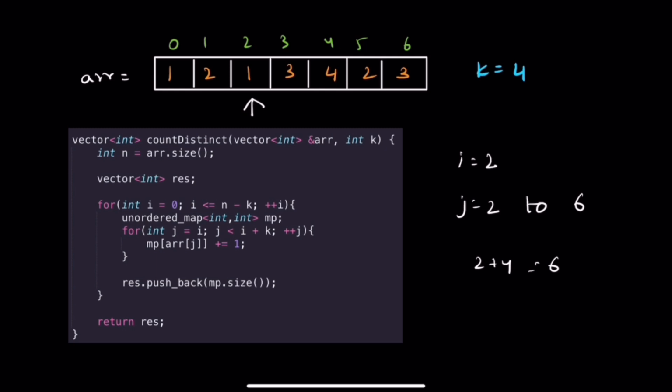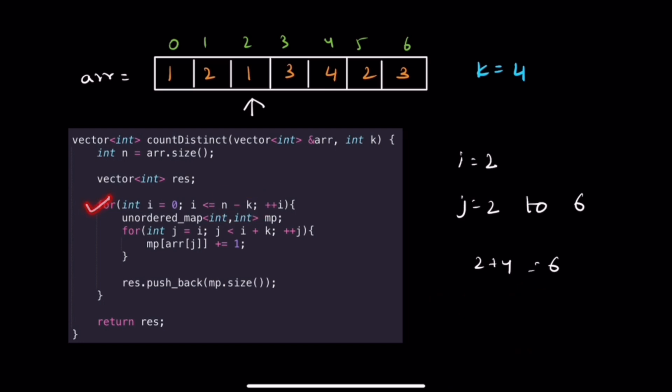Here I have written less than or equal to n minus k. Now what is this n minus k? Because we need to find a k size window, right? If we are at index 6, can we find a k size window? No. If we are at the fifth position, no, only 2 elements. If we are at the fourth position, no, only 3 elements. But if we are at the third position, then only we can find 4 elements. So the maximum limit i can go is index number 3. If we substitute the n and k values here, it will be 7 minus 4, which is nothing but 3. That's why we are iterating till n minus k.